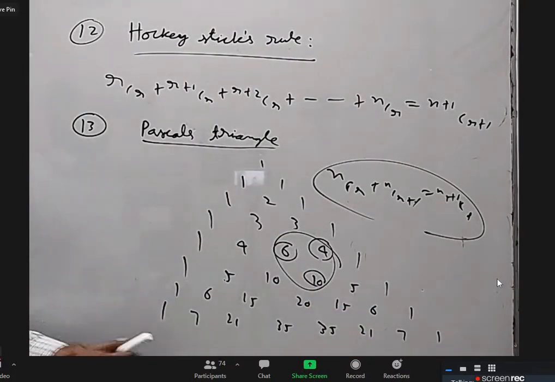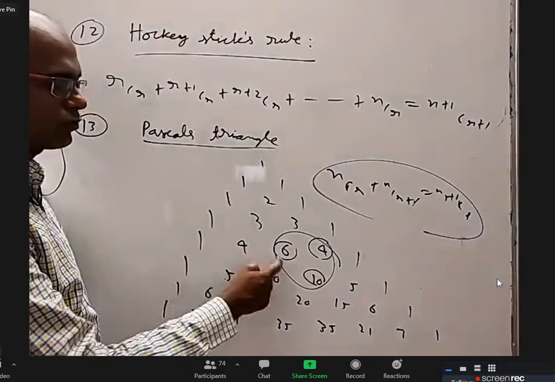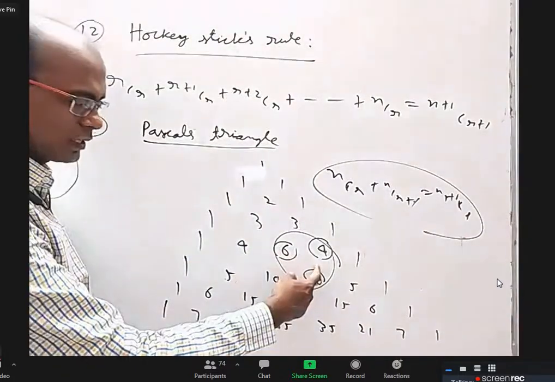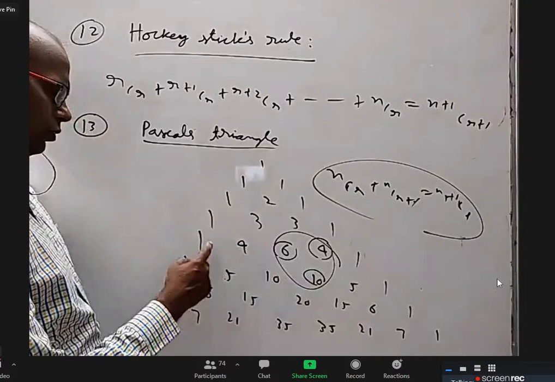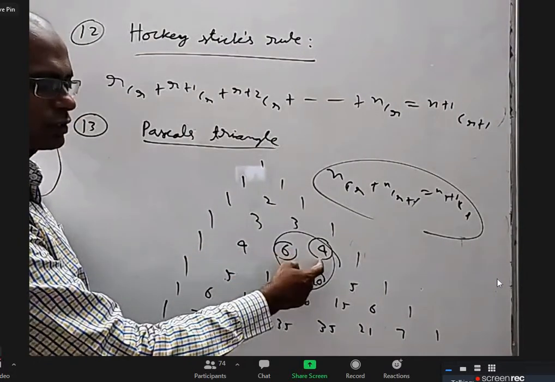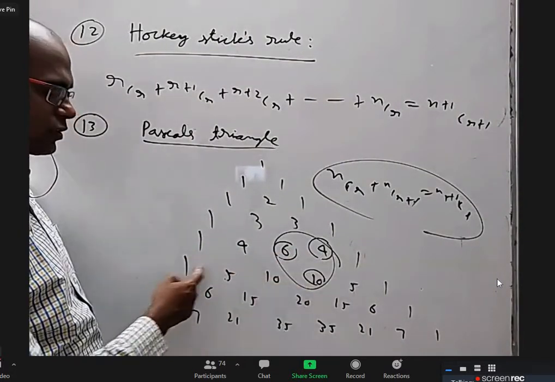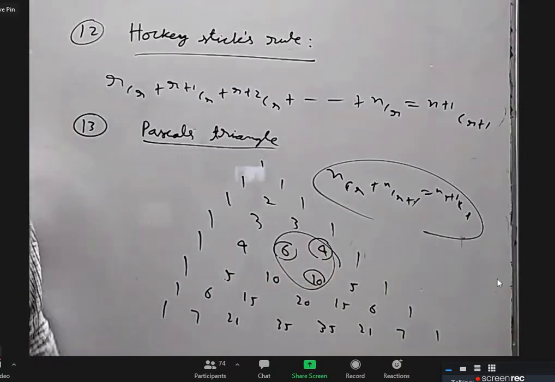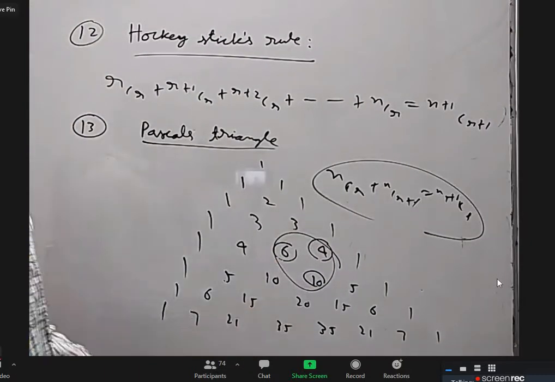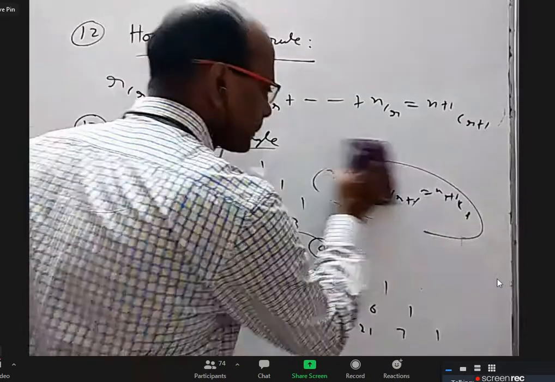And what is this I said? 4C0, 4C1, 4C2. So 4C2 plus 4C3. Oh, sorry, 4C0, 4C1, 4C3. Yeah, 4C2 plus 4C3, what came? 5C3, because 5C0, 5C1, 5C2, 5C3. So adding two elements and writing in the middle is nothing but nCr plus nC(r+1) equals (n+1)C(r+1). Okay. That is one thing.